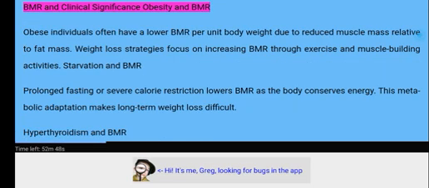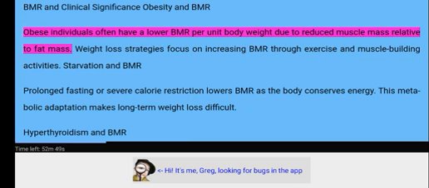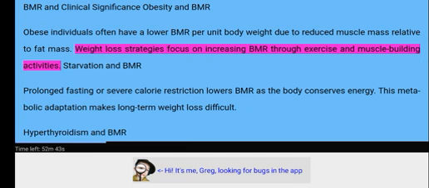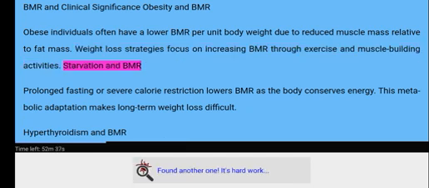BMR and clinical significance. Obesity and BMR: obese individuals often have a lower BMR per unit body weight due to reduced muscle mass relative to fat mass. Weight loss strategies focus on increasing BMR through exercise and muscle building activities. Starvation and BMR: prolonged fasting or severe calorie restriction lowers BMR as the body conserves energy. This metabolic adaptation makes long-term weight loss difficult.